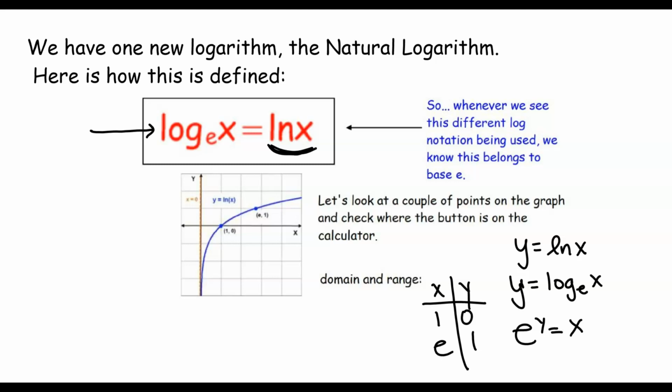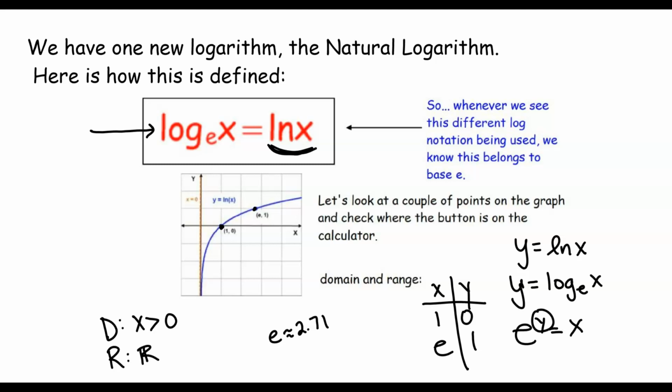And so if I take a look at the sketch, I see the point (1, 0). I see the point (e, 1). Remember that e is approximately 2.71. Okay, so the domain of this function is still x is greater than 0, just like all the other logarithmic functions. And my range is all real numbers because my exponent can be anything.